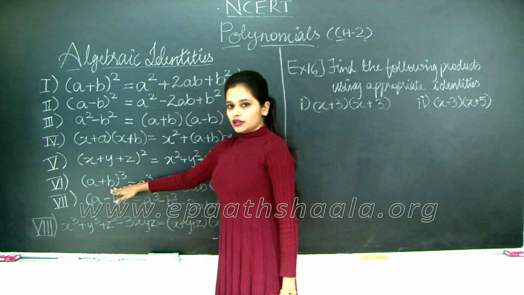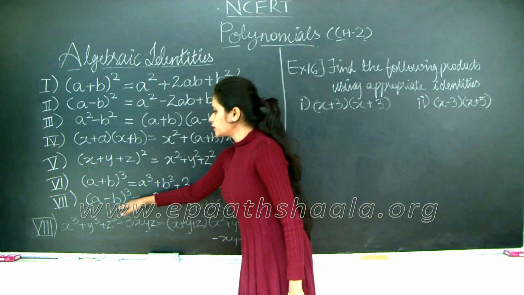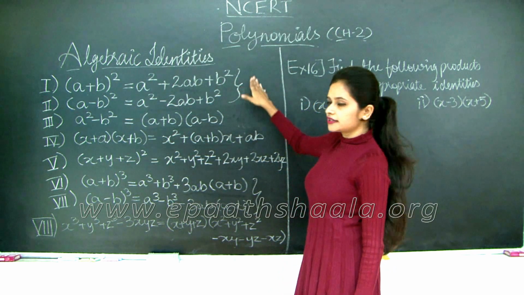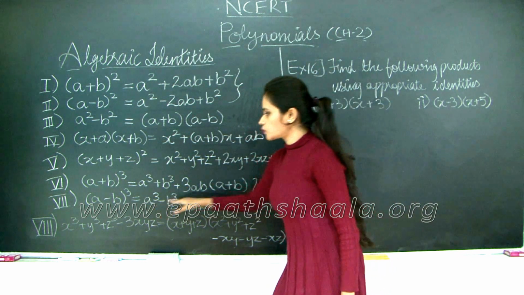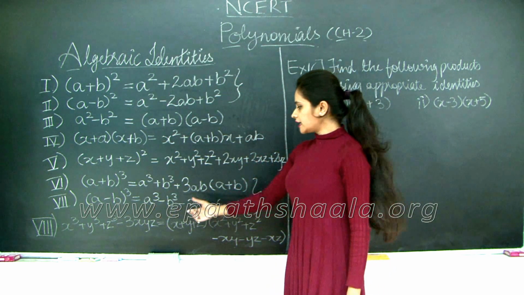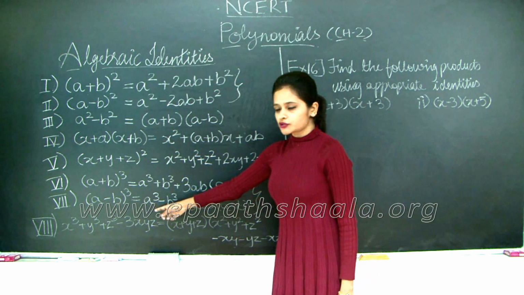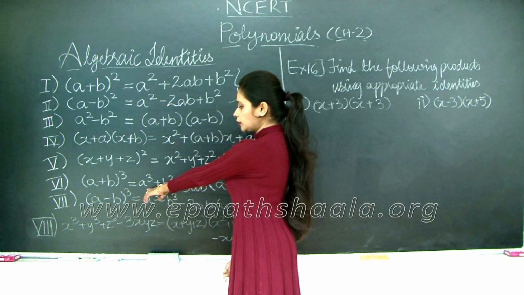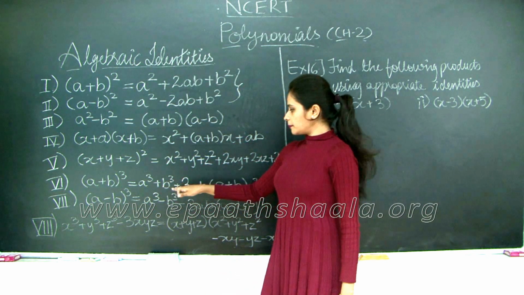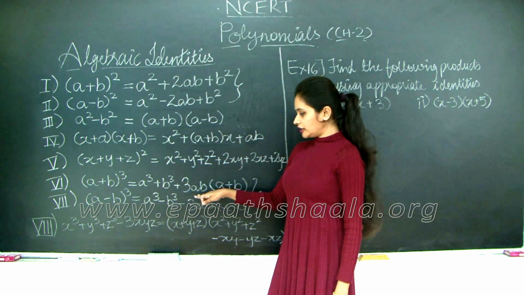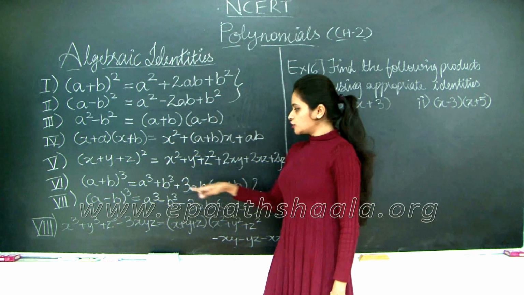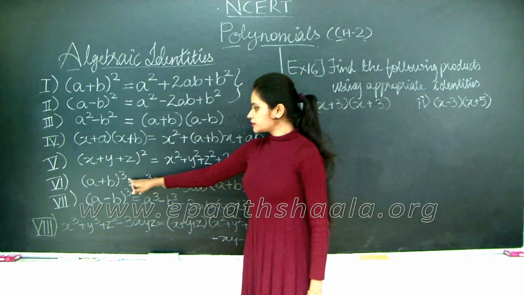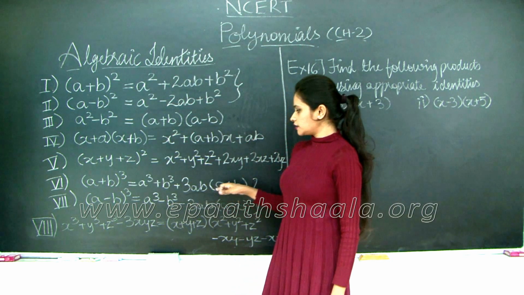Now (a plus b) the whole cube and (a minus b) the whole cube again are partners. Why? Take a look at this. They are similar. Similarly, these 2 are similar with a difference in sign. The terms will be the same, okay? So (a plus b) the whole cube is a cube plus b cube plus 3ab into (a plus b). So the cube of both the terms plus 3. Why? Because you have 3 over here, so 3ab into (a plus b).